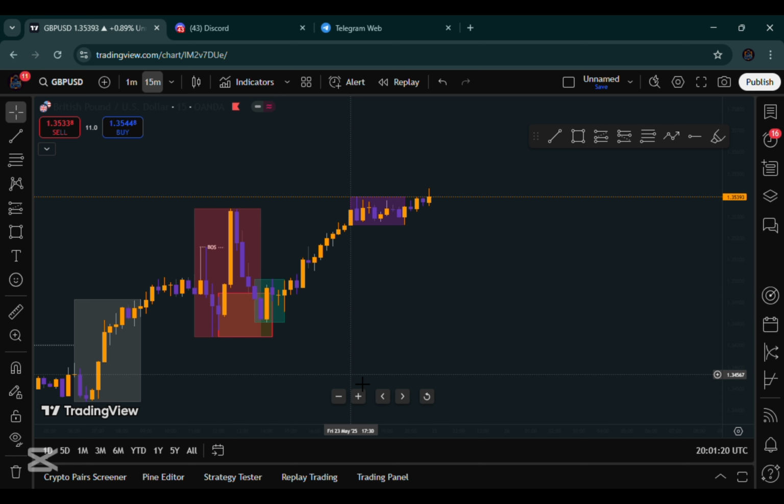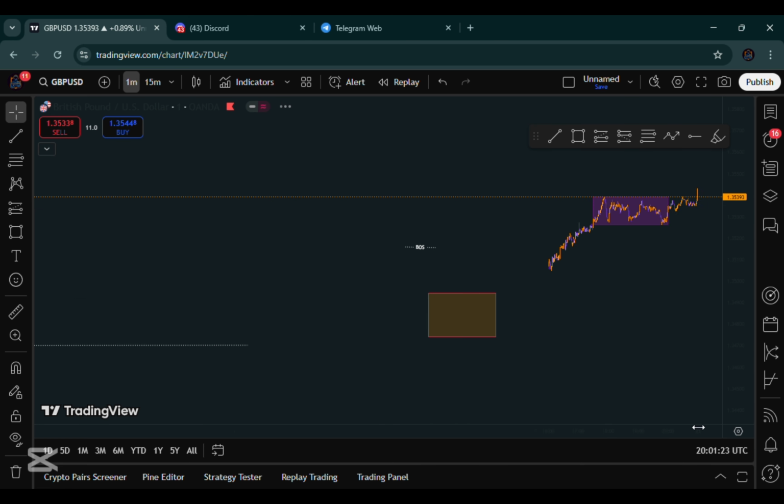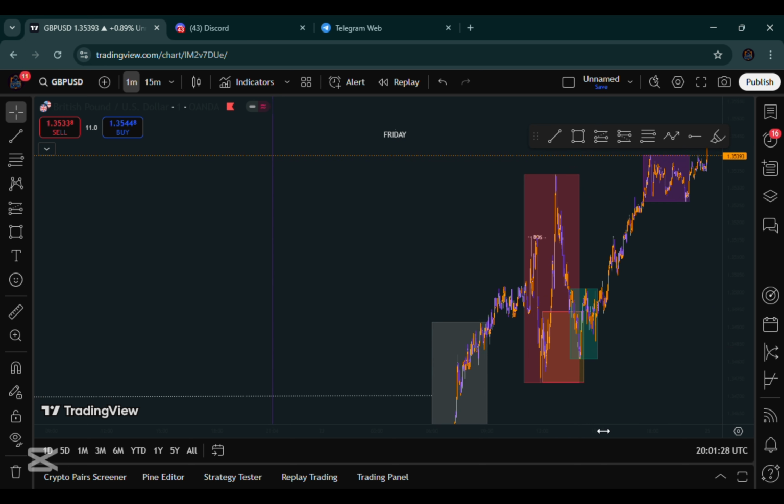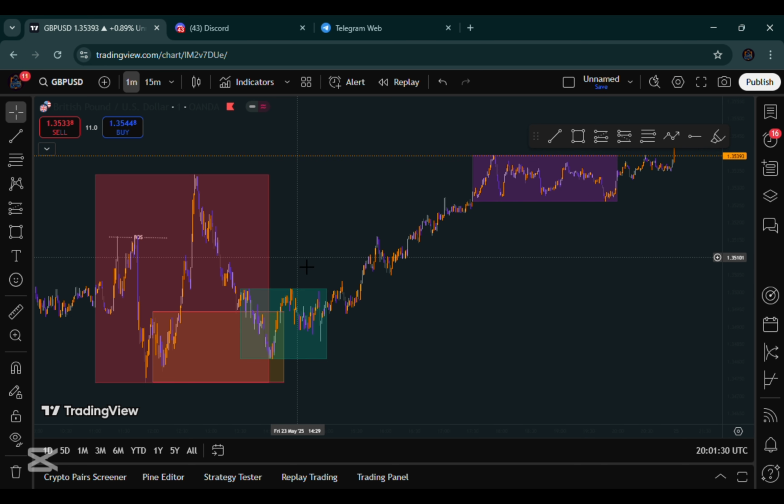Let's see what happened, breaking down to the 1 minute time frame. So here on the 1 minute time frame, you need to look at what price action is happening in the market on the 1 minute time frame.